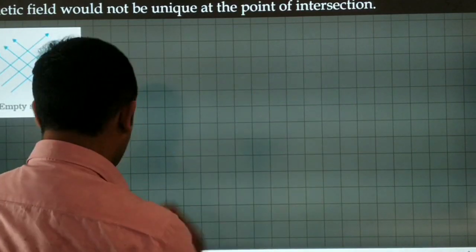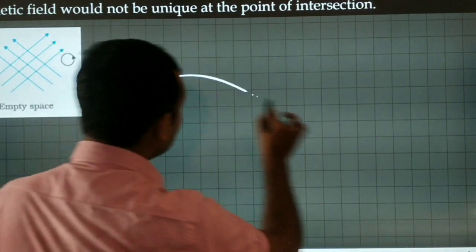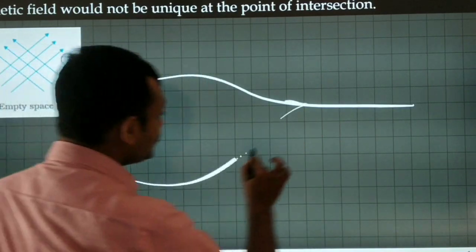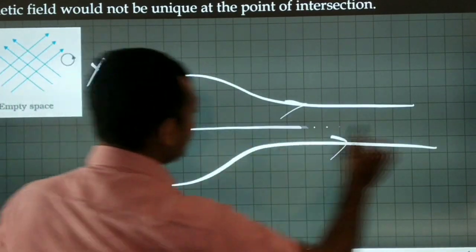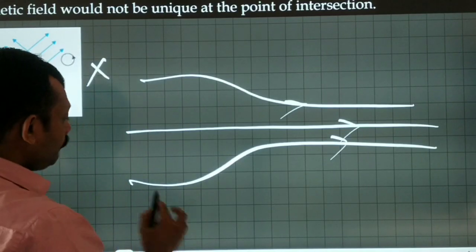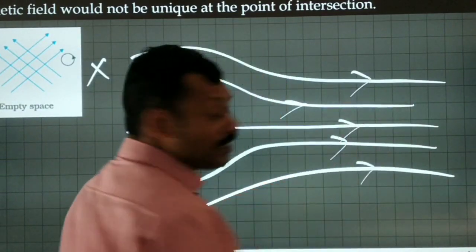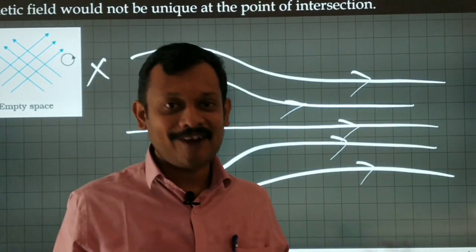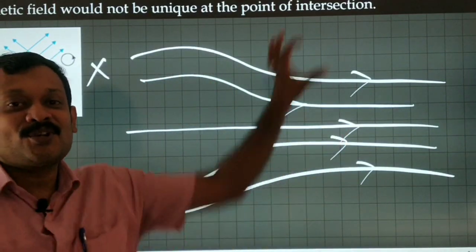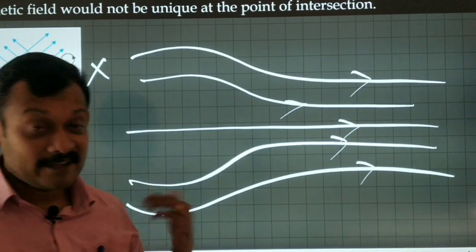Now, what will be the shape of the magnetic field lines? This can be a magnetic field line, this can be a magnetic field line, this can be a magnetic field line, and this can be a magnetic field line. If you look at these lines, they are never going to intersect, right? They are never going to intersect, so they may represent magnetic field lines.